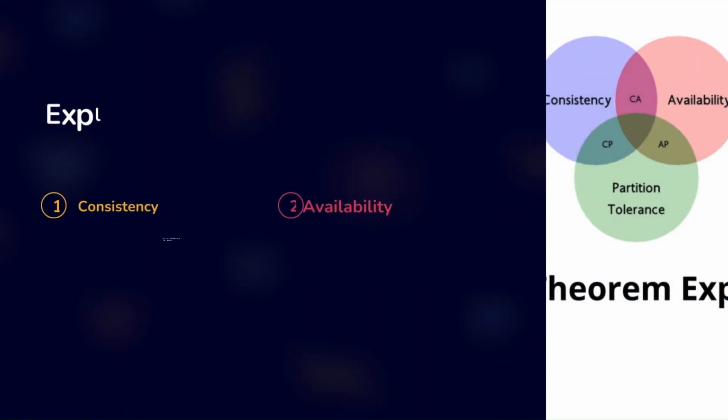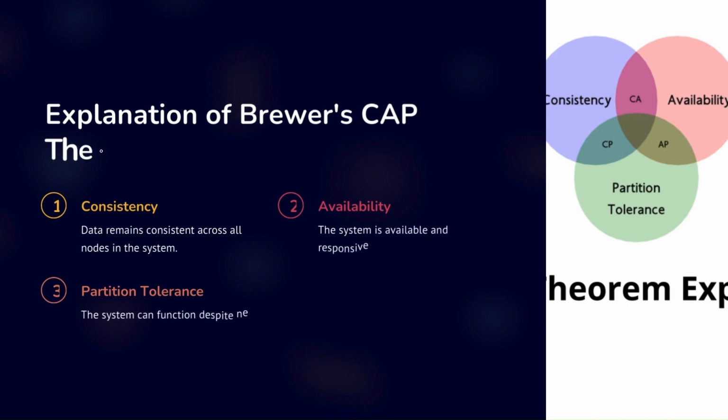The next slide represents the explanation of Brewer's CAP theorem. The theorem explains three things, of which a system can provide only two: consistency, availability, and partition tolerance. Consistency means data remains consistent across all the nodes in a system. The second one is availability: the system is available and responsive under normal conditions. Partition tolerance: the system can function despite network partitioning and communication failures. It means the system can continue to work if partitions or communication failures occur.